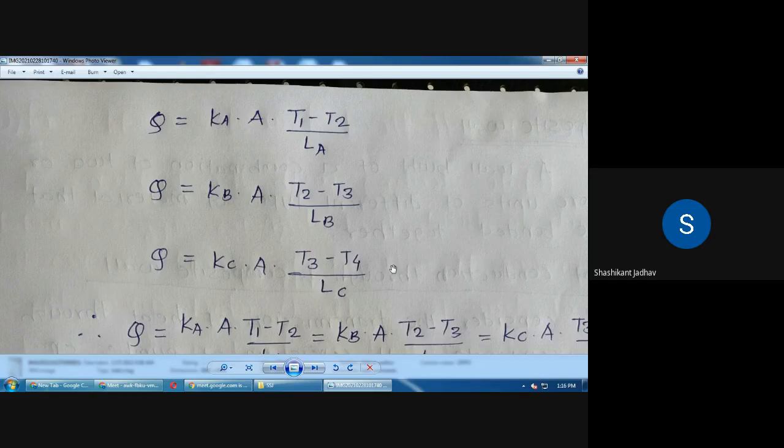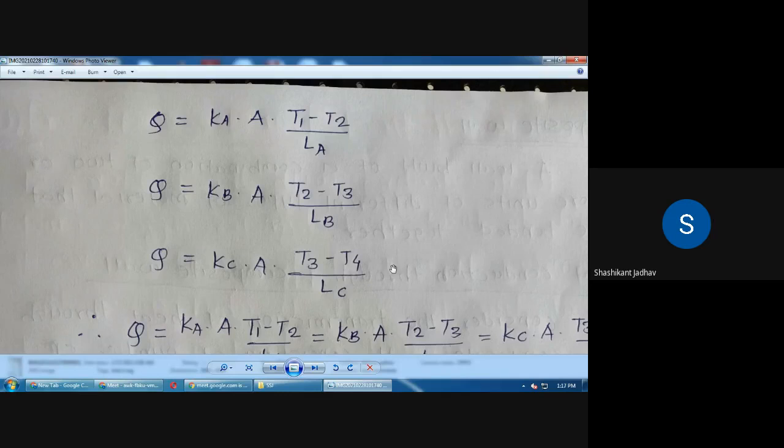So Q is equal to KB, that is thermal conductivity of section B, into area into what is the temperature range for the layer B, that is T2 minus T3, and what is the thickness of the layer B, that is length of B. Okay, thickness of section B, that is LB. Similarly we have to write down the equation for the layer C, heat transferring from that particular layer C.